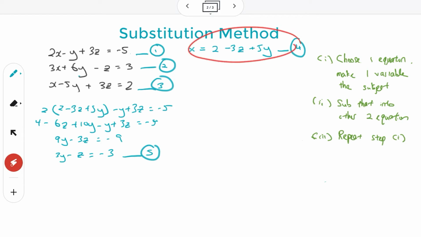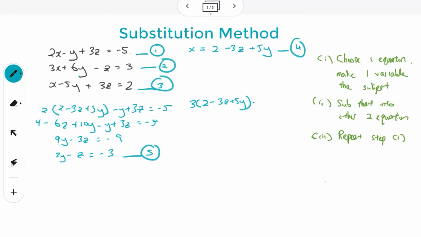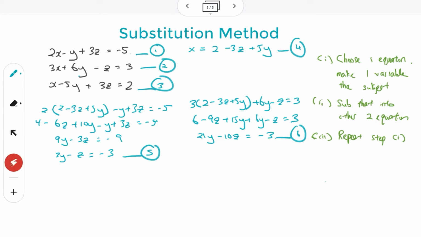Now you're going to do the same thing, but for equation 2. So subbing x inside, I will get, copy the rest of the equation out, open the brackets, simplifying it down, you'll get something like, and this will be our sixth equation. Now you'll see that that is step 2 done.